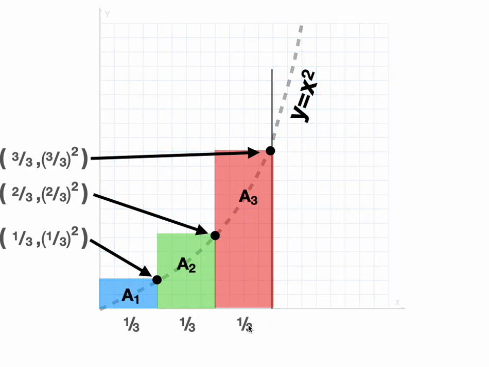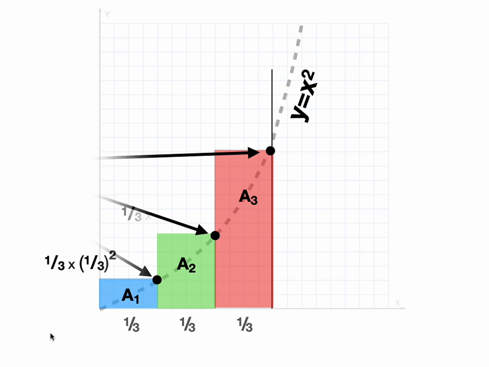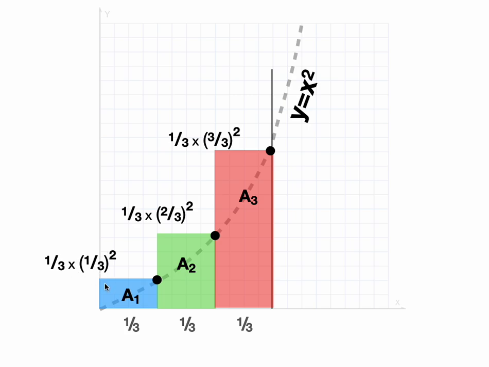So now we have 3 rectangles and we know their width. The width is all 1/3, right? They're all 1/3 wide. And the height is the y coordinate, 1/3 squared, 2/3 squared, 3/3 squared. So the areas are 1/3 times 1/3 squared. That's the x times the y. The area of the green rectangle is 1/3 times 2/3 squared, the function of 2/3. That's the area 2. The area of the third rectangle is 1/3 times 3/3 squared. And if we add those up, that's an approximation of the area under the curve.